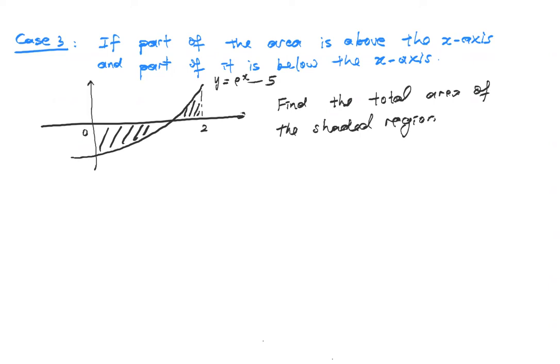Okay, so in this case, we have to be very careful. Do you know why? Because part of the area is below the x-axis and part of the area is above the x-axis. So where is the critical point? The critical point is here. Am I right? Can you find the value of this critical point? That is the x-intercept.